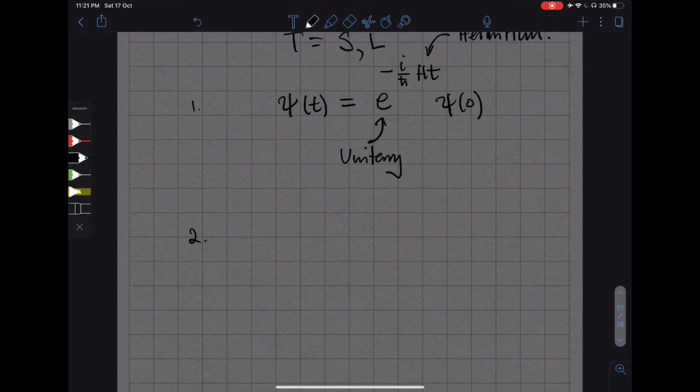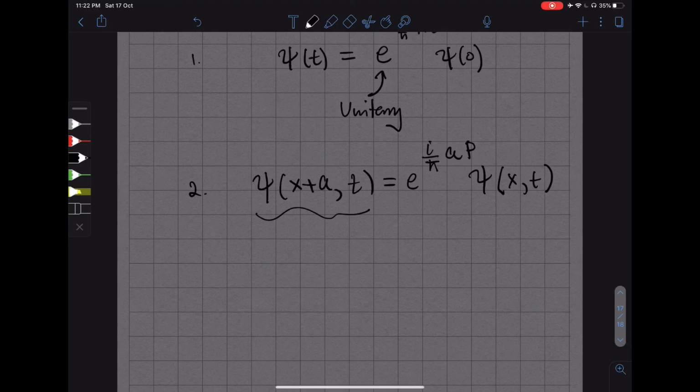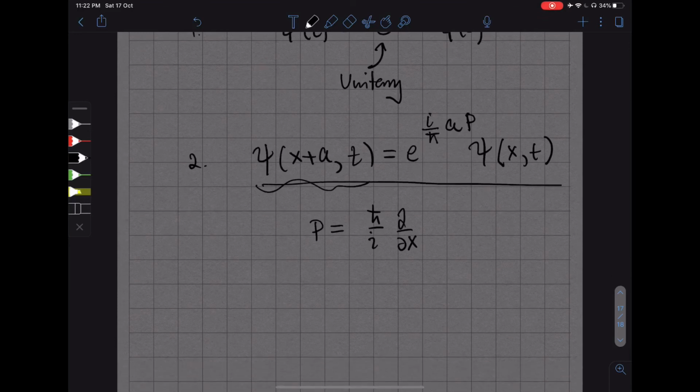If I have the translation of a wave function, then that's given by a momentum operator. And this is easy to show. All we have to do is to expand the left-hand side in a Taylor series and use the fact that the momentum operator in the position representation is given by h bar by i d by dx. You can show very easily that this is correct up to order a.